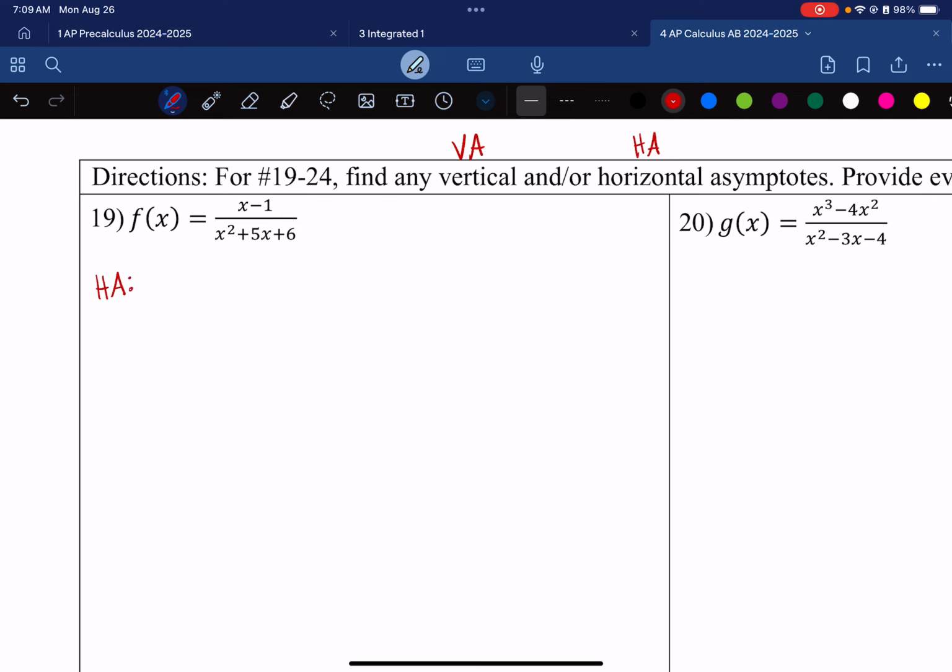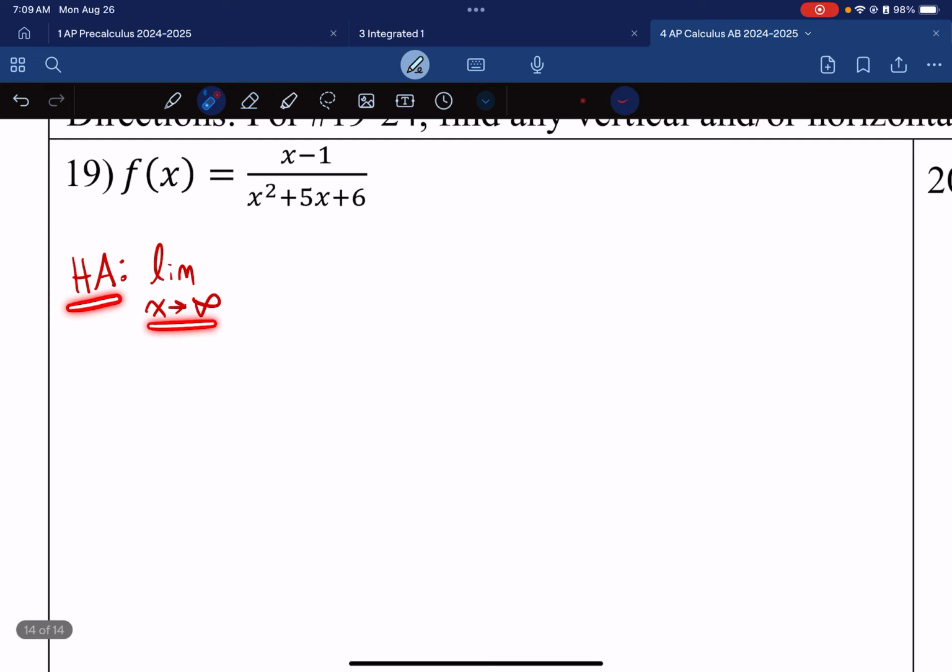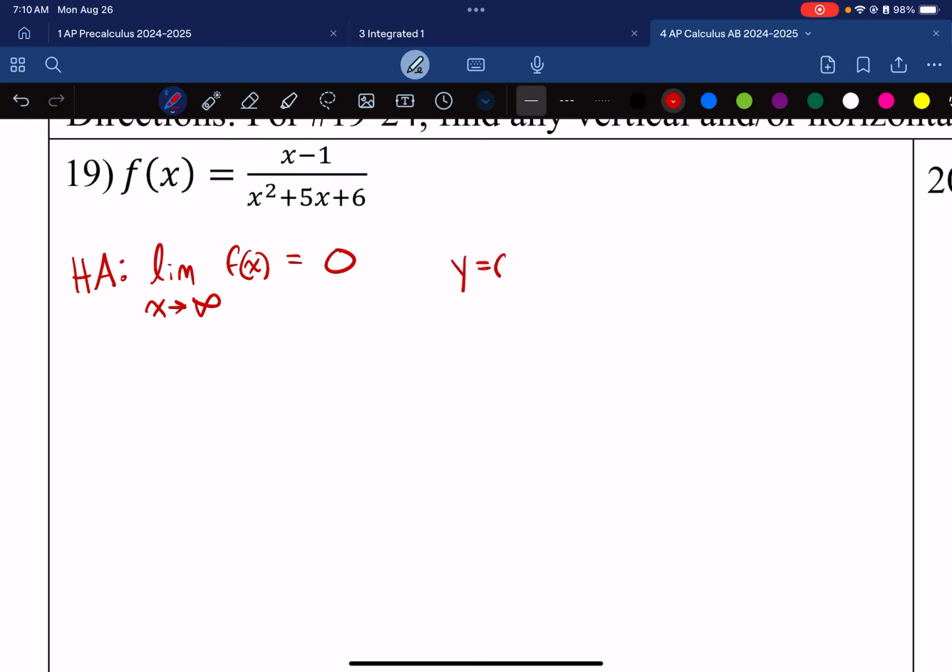To find your horizontal asymptotes, you always take the limit as x approaches infinity. I know it's pedantic. I know you have to write this over and over again. This is to train your mind that horizontal asymptotes are deeply linked with limits to infinity. If you take the limit of f of x as x approaches infinity, you apply your top-bottom rules here. Notice that the top has a degree 1 term, the bottom has a degree 2 term, and this is equal to 0. So truly, what's going on here is a horizontal asymptote is a horizontal line, and that's like a y equals whatever that number is. So it's y equals 0 is the horizontal asymptote.